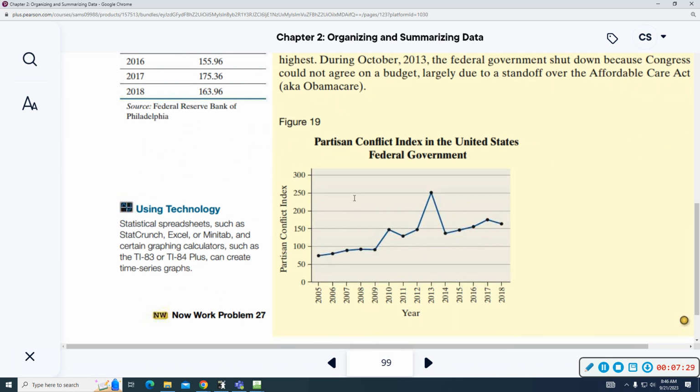So with that, those are going to be the displays of data. We're going to go ahead and jump over to MyMathLab and start working.